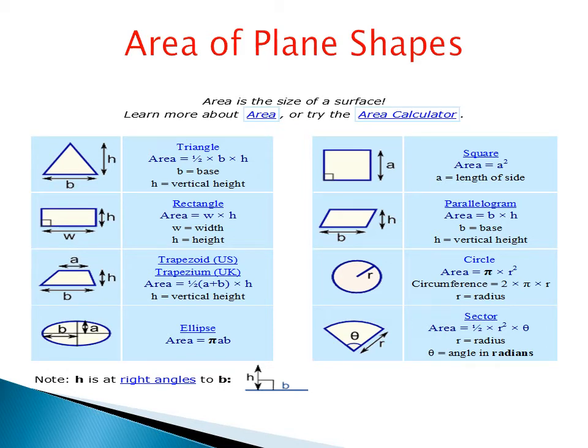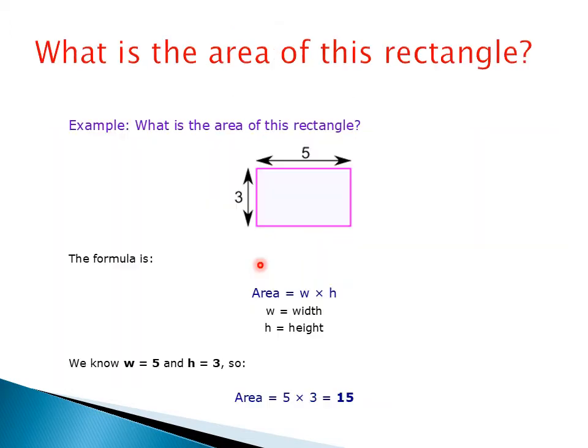Today I will make you understand how to calculate the area of plane shapes. We have different types of shapes: triangle, rectangle, trapezoid, ellipse, square, parallelogram, circle, sector. So how will we calculate? We have the formula here. I have given examples for each, so step by step we will understand.